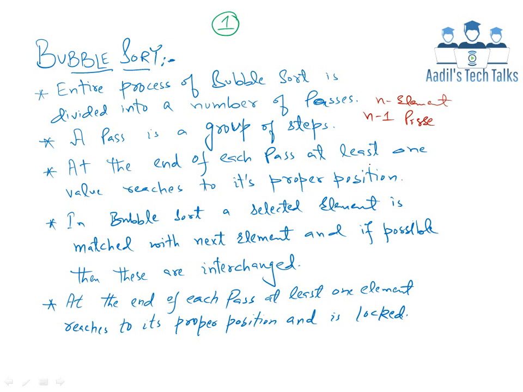At the end of each pass, at least one element reaches its proper position and is locked. This is the lock symbol. Now we will try to understand the concept of bubble sort using an example.